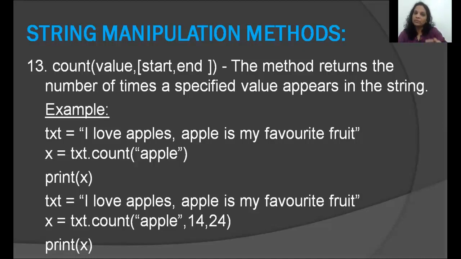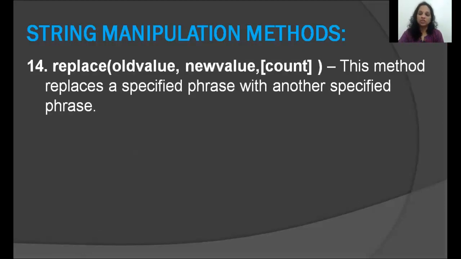Okay. So the parameters of find, index, count are all the same. Find and index search for something. Count is searching for something and telling you how many times that thing appears in the string. Okay. Now we're coming to another function called replace.